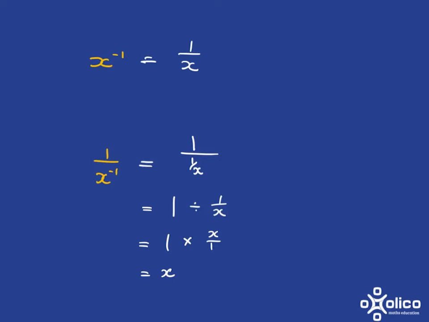So notice here, if you've got x to the negative 1, it becomes 1 over x. And if you've got 1 over x to the negative 1, it just becomes x. It's almost like it swaps position.